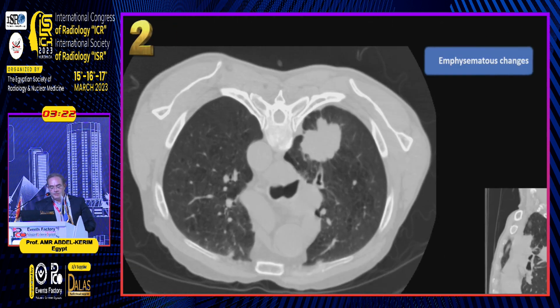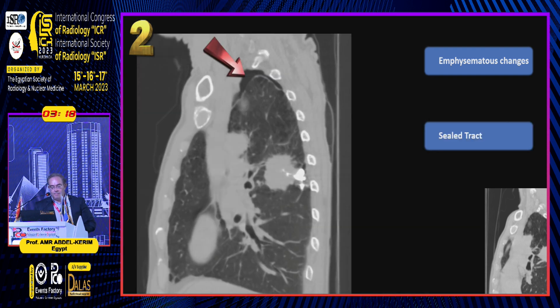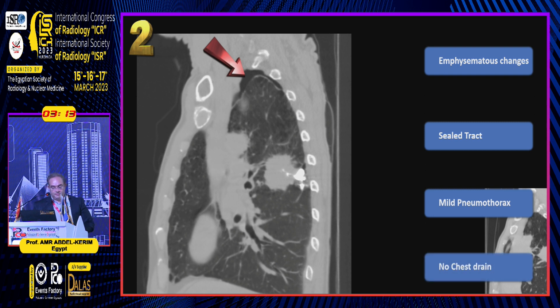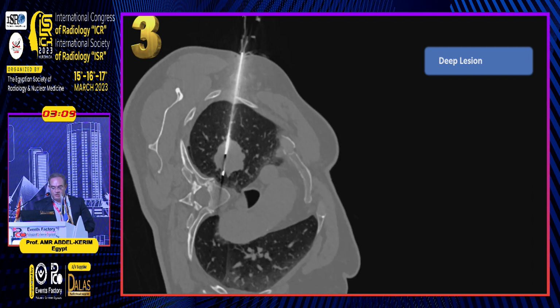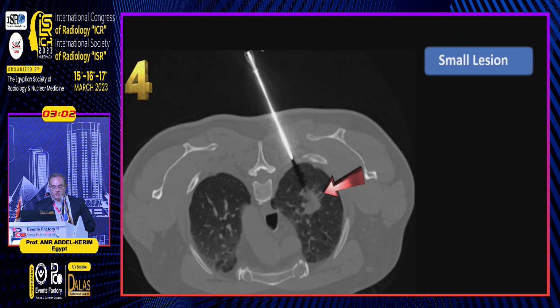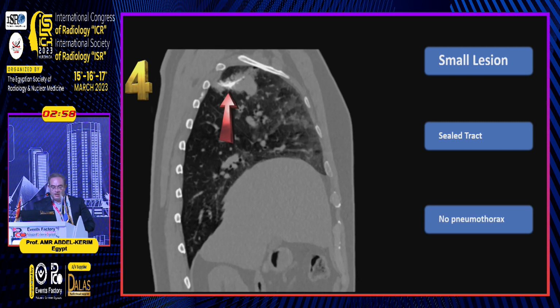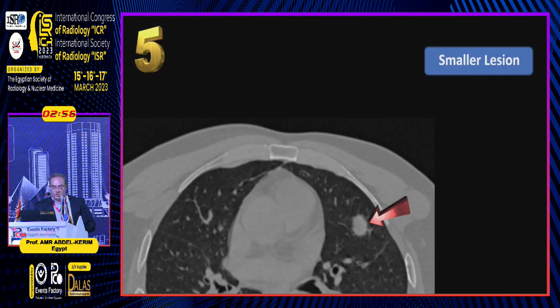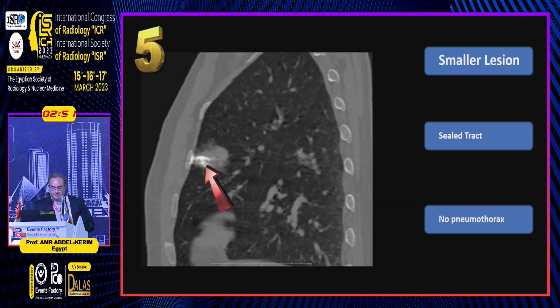A second one, similar lesion, emphysematous lung, biopsy, sealed tract, minimal pneumothorax. Fortunately, no chest drain was needed. A third one was a deep lesion, core needle biopsy, sealed tract, no pneumothorax, no chest drain. A fourth was a deep small lesion, core biopsy, sealed, same result. The fifth one was an even smaller lesion, core biopsy, tract sealed, no pneumothorax.